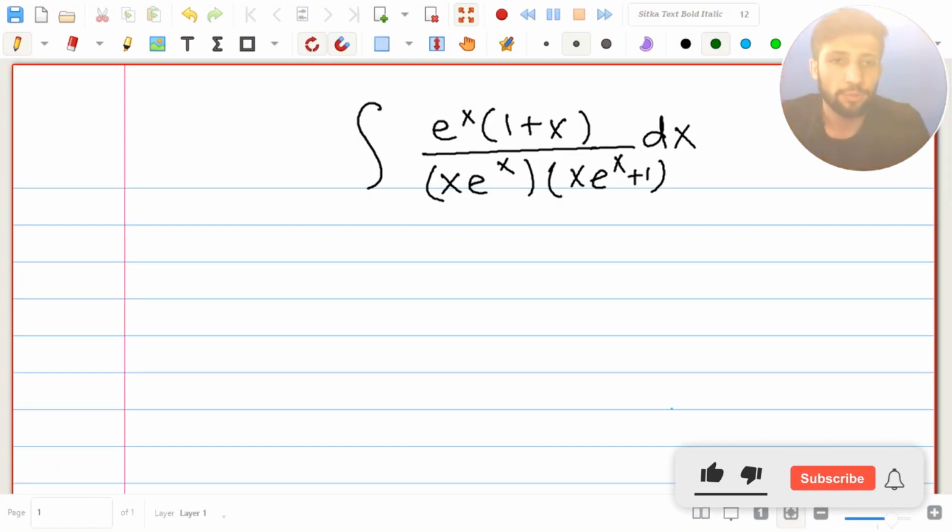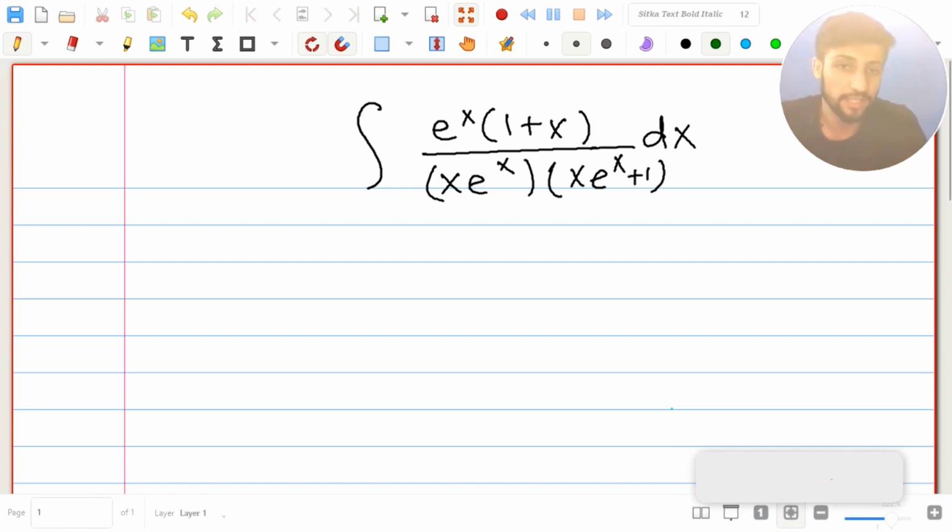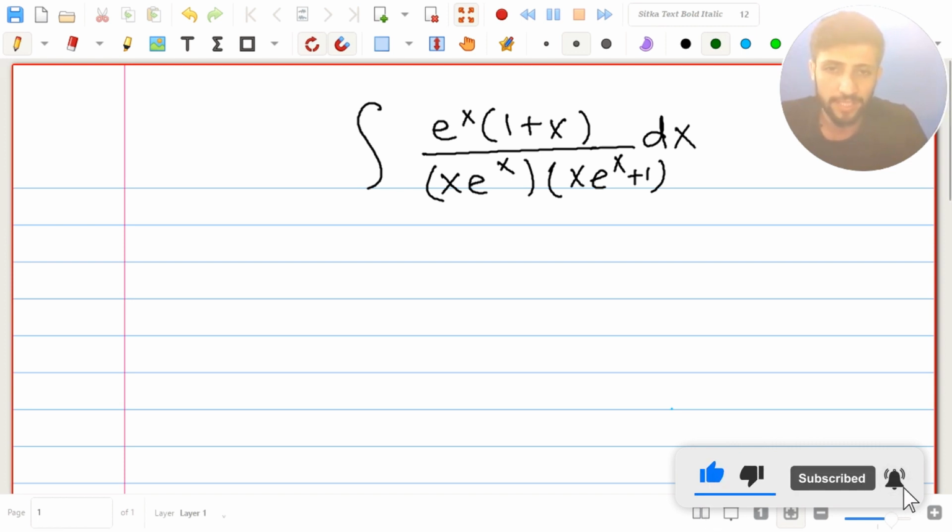Hello friends, today we are going to solve this integral: e to the power x into (1 plus x) divided by x e to the power x into (x e to the power x plus 1) into dx. Now when I look at this integral, it seems very difficult to solve easily. But we can solve it easily by using the substitution method.